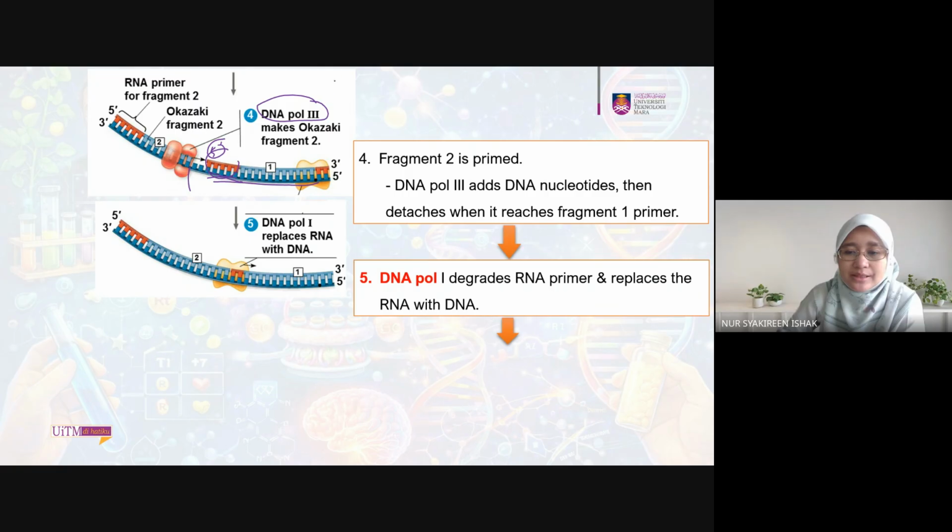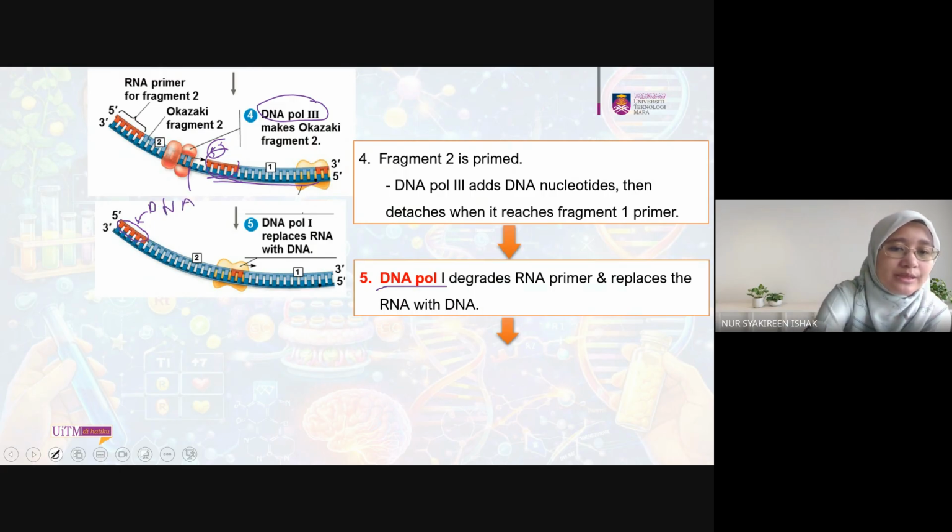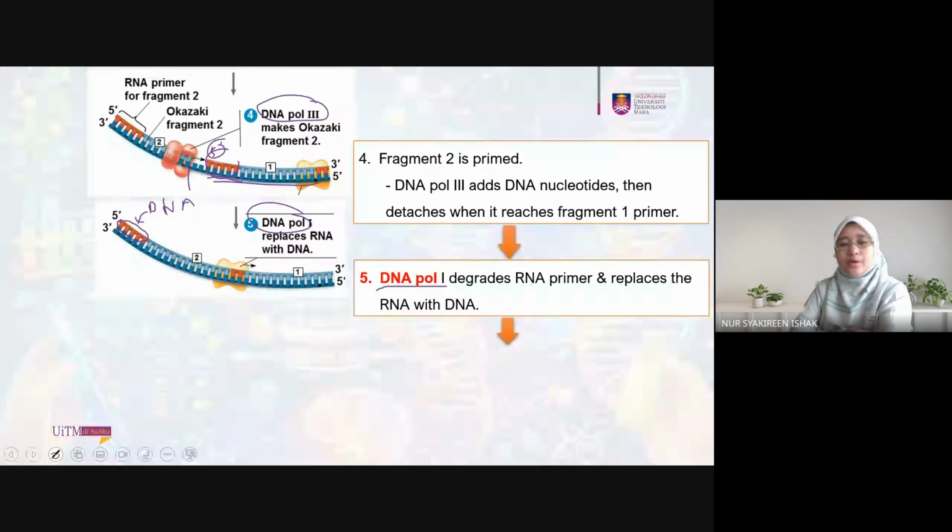Next, this should be highlighted in red as well. So it is DNA polymerase 1. You do not want RNA nucleotides in the DNA, so the function of DNA polymerase 1 is to degrade the RNA primer. You replace all these red RNA nucleotides with DNA nucleotides by DNA polymerase 1.